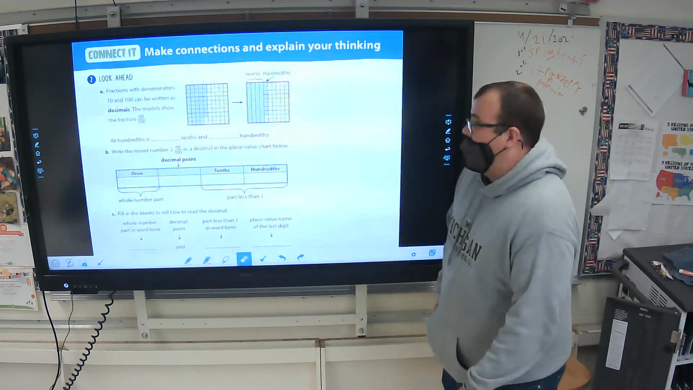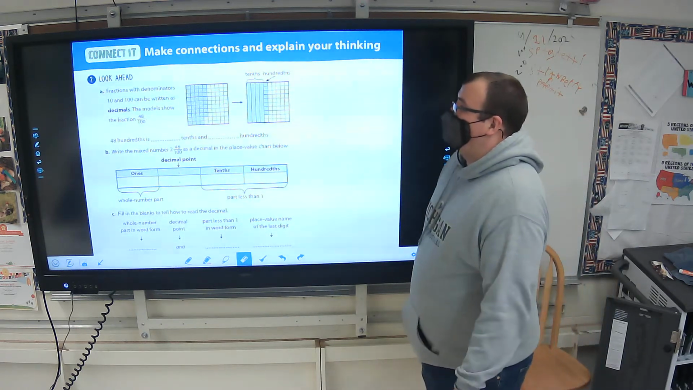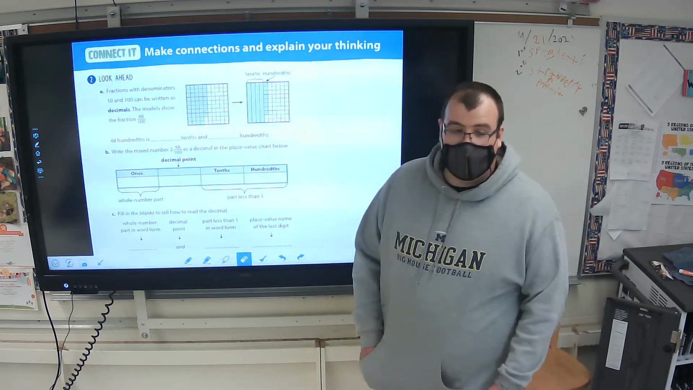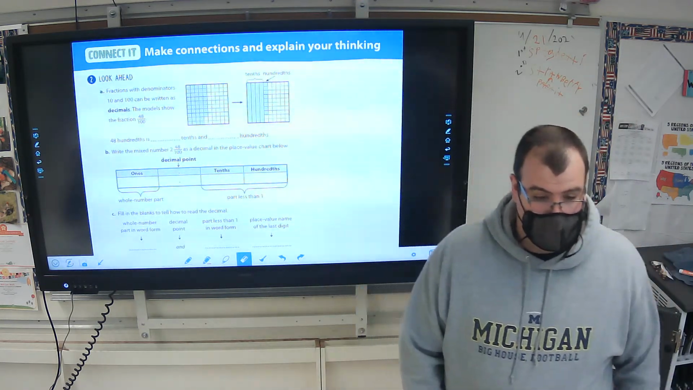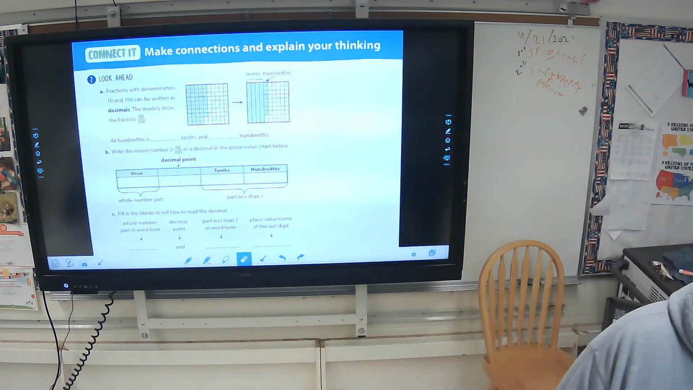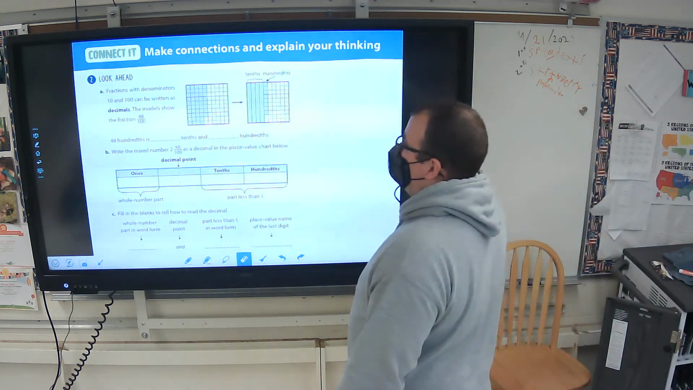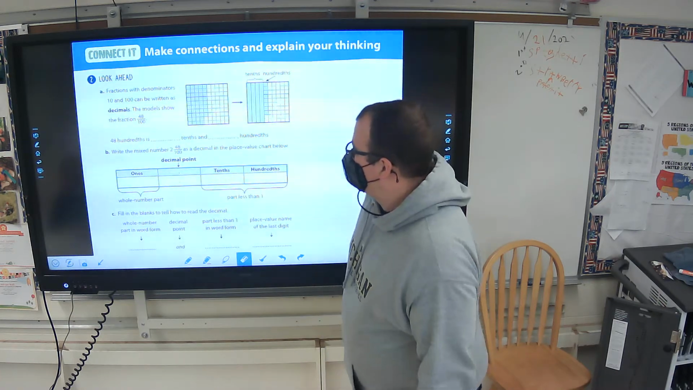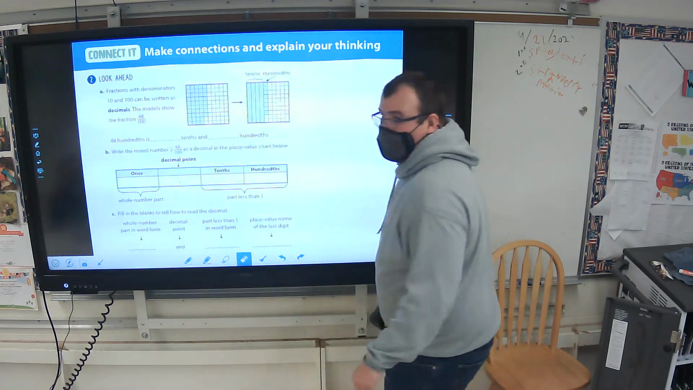Number 2, looking ahead. Fractions with denominators 10 and 100 can be written as decimals. If it has a 10 or 100 as a denominator, they're really easy to write as decimals. Alright? The model shows the fraction 48 hundredths. So there's 48 blocks shaded out of 100, right?